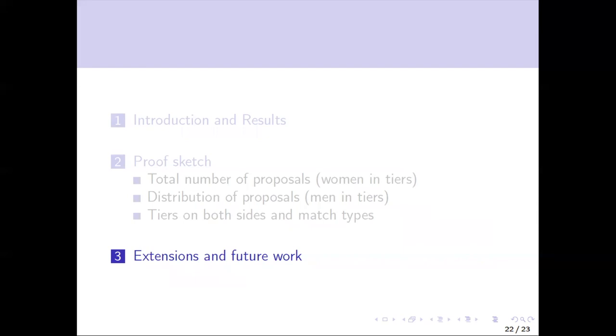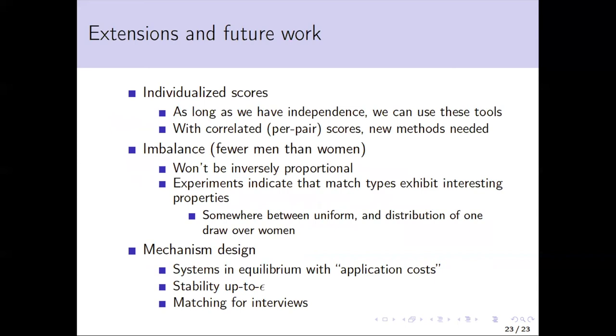And finally, we will talk about some possible extensions and future work. First, we would like to generalize our model to include individualized scores as opposed to scores of a limited or finite number of tiers. In fact, as long as we have independence, our tools should still apply, but we do need to develop new methods to handle correlated scores if we desire. The second interesting direction is to study imbalanced markets, where, for example, there are fewer men than women, because as we have seen, such markets exhibit very different characteristics from a balanced market. And also we have observed that in such a market, the rank wouldn't be exactly inversely proportional to the score.